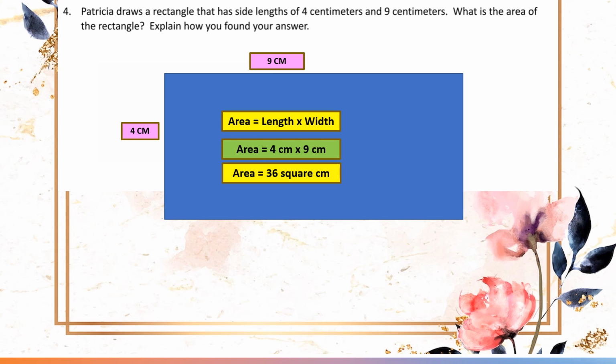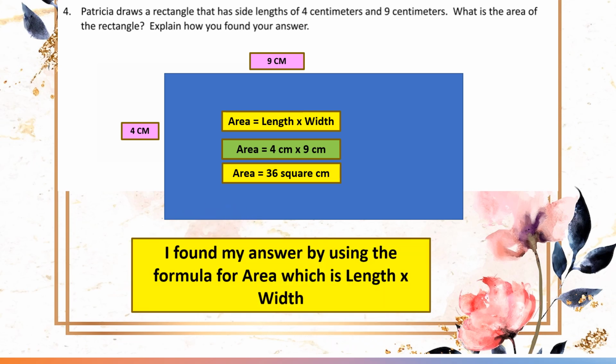Now, it says, explain how you found your answer. Well, the answer that you can write down for your explanation is as follows. I found my answer by using the formula for area, which is length times width. Now, you may want to go ahead and pause your video so that you can make sure that the answer on your paper matches the answer on my screen.